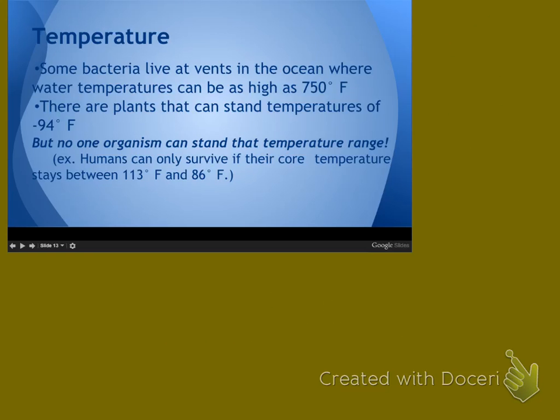So we can talk about temperature. If you go to the bottom of the ocean, and I think when you guys watched the ecosystem video with the sub last week, you watched the one about freshwater ecosystems, yes? Okay. There's one on marine ecosystems we'll watch at some point.